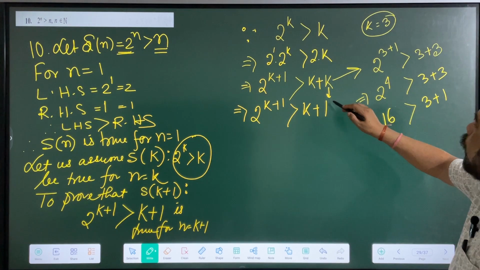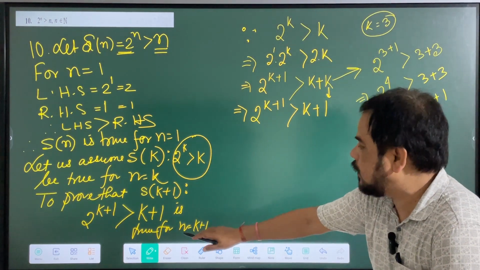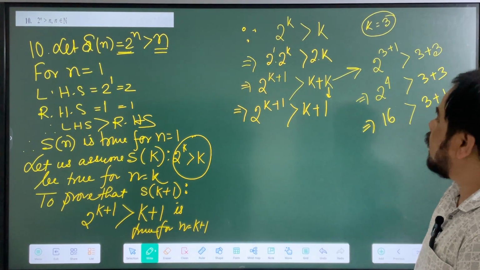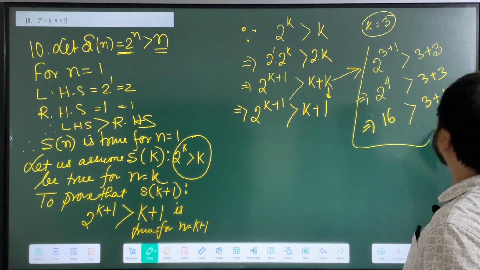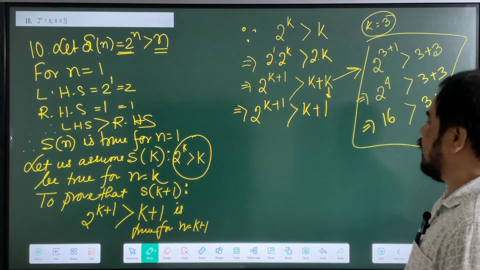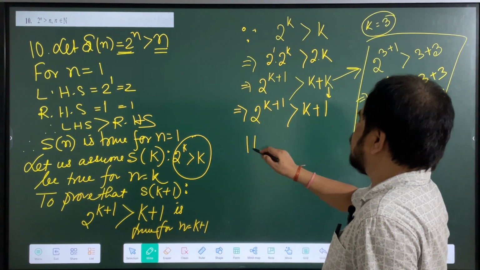Why do we write 1 here? Because in the right hand side there is a 1. That is why we have written k+1, because the meaning is the same. I have shown here what the meaning is. So hence proved.